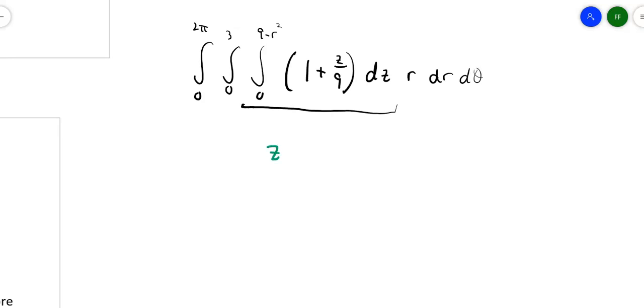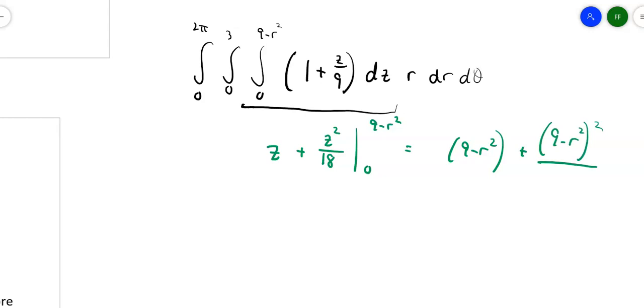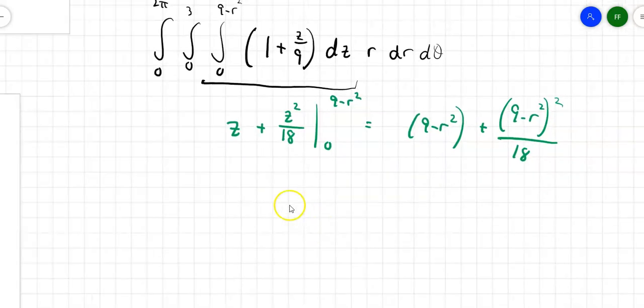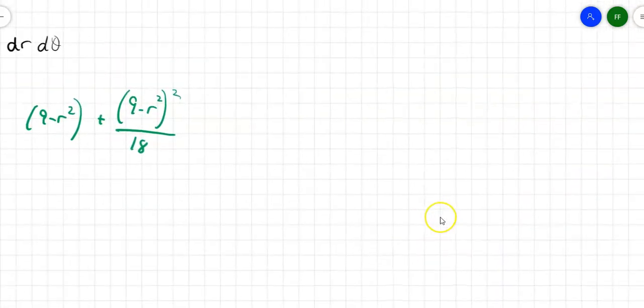I'll end up with z plus z squared over 18, because I've got a 9 there, and when I multiply it by 2, I get 18. Evaluated at 9 minus r squared and 0. So this is going to give me 9 minus r squared plus 9 minus r squared, squared, over 18. Right, when I put a 0 in, I just get 0 plus 0. So the funky thing is now I'm going to have to expand that whole second piece. Let's come over on the side and do it over here.